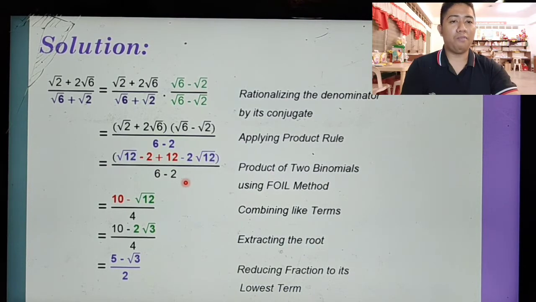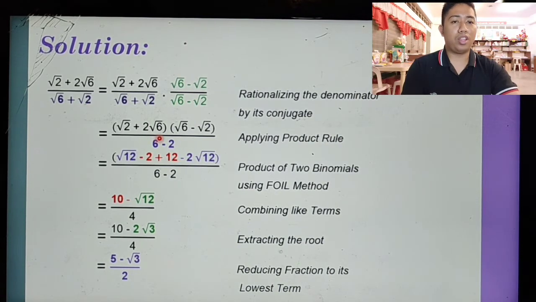Okay, we are using the FOIL method. So the first terms are square root of 2 times square root of 6, which is square root of 12. Next is square root of 2 times negative square root of 2, which is negative square root of 4, or negative 2. Next is 2 square root of 6 times square root of 6, which is 2 square root of 36, or 6 times 2, we get 12. Next is 2 square root of 6 times negative square root of 2. By the product rule, that is negative 2 square root of 12.